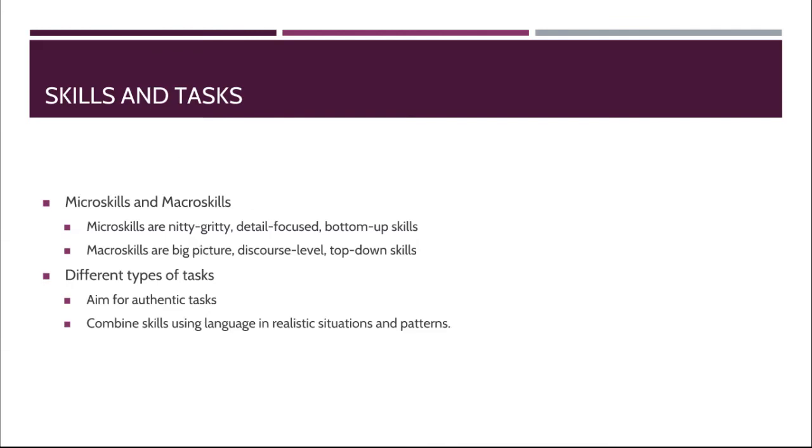So for each of our skills, we're going to talk about a few different points. First, we'll be talking about skills and tasks. H. Douglas Brown has a nice list of micro skills and macro skills for each skill that I will be incorporating into the lectures. The micro skills are kind of nitty-gritty, detailed, focused, bottom-up type skills, where macro skills are going to be big picture, discourse level, top-down skills.